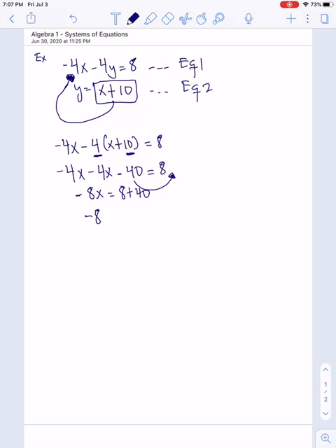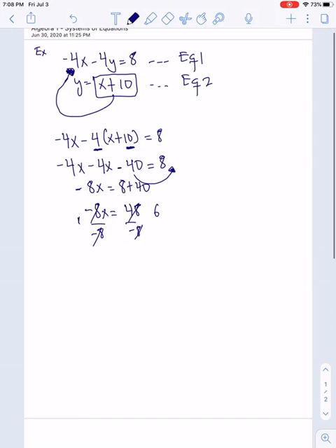It's going to be negative 8x equals 48. And then when we divide both sides by negative 8, negative 8 cancels negative 8, you get 1. 8 goes into 48 6 times. So x will be x equals negative 6. Alright, great. We have x now. Let's go ahead and plug it into either one of the equations so we can solve for y.